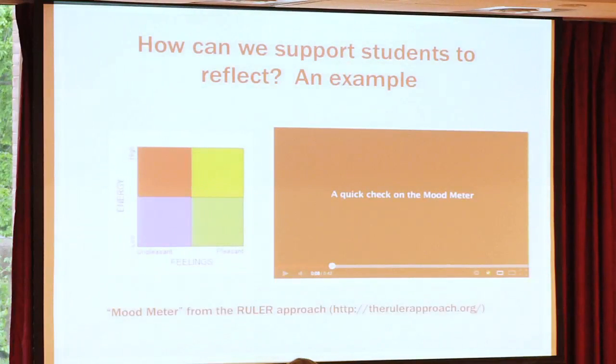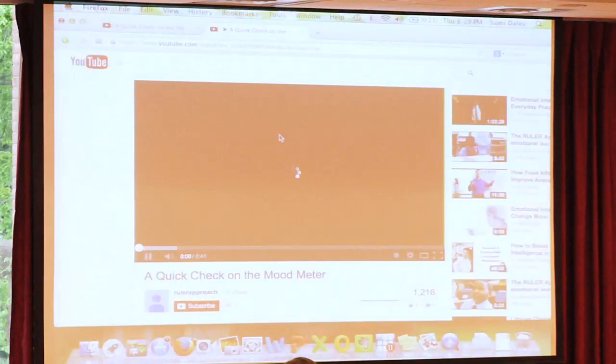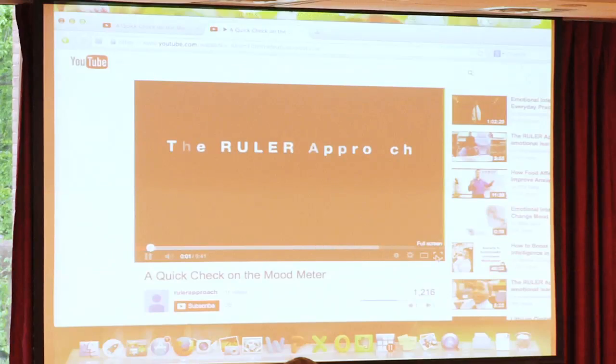So what I'm going to show is a clip from this social emotional learning curriculum called the RULER Approach. This is a great curriculum out of Yale, and the mood meter is one of the tools that they use in the curriculum to help students learn how to monitor their own affective states. And I just want to show what that looks like. It's a very brief clip.